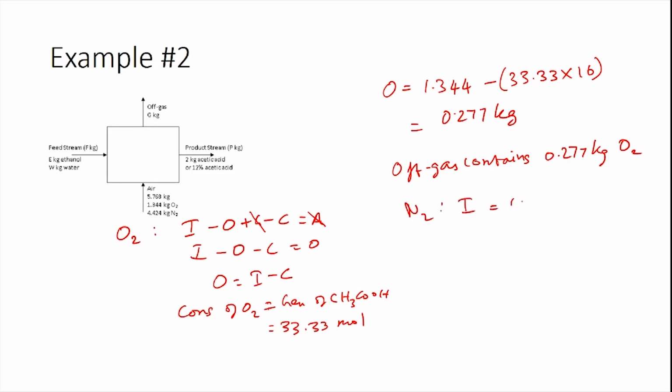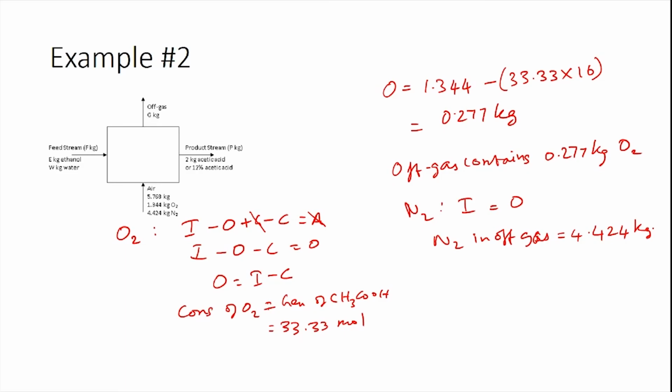Nitrogen does not take part in the reaction, which means the nitrogen balance becomes very simple, giving input equals output. So, output of nitrogen in the off gas would be the same as the amount of nitrogen which was fed, which is 4.424 kilograms.